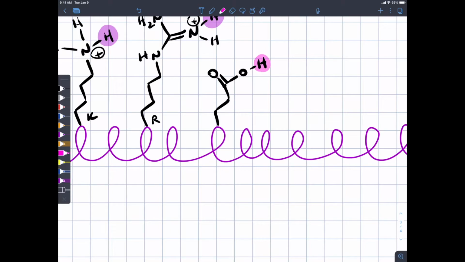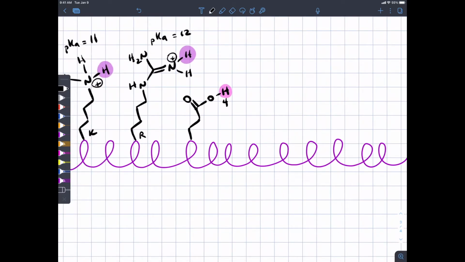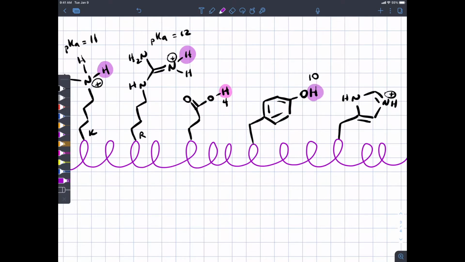So some amino acid side chains have carboxylic acid groups. That pKa is around 4, or anywhere in the 4 to 5 range. There are amino acids, I'm making stuff up here, that have aromatic rings, and then that have an OH group. That's a phenol. Its pKa is 10. And there's even a weird one that looks like this, and the pKa of that acidic proton is 6.